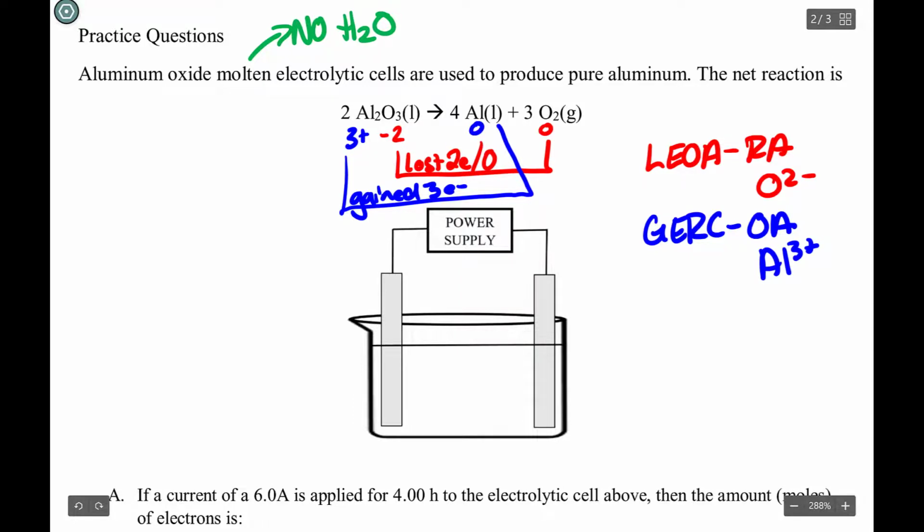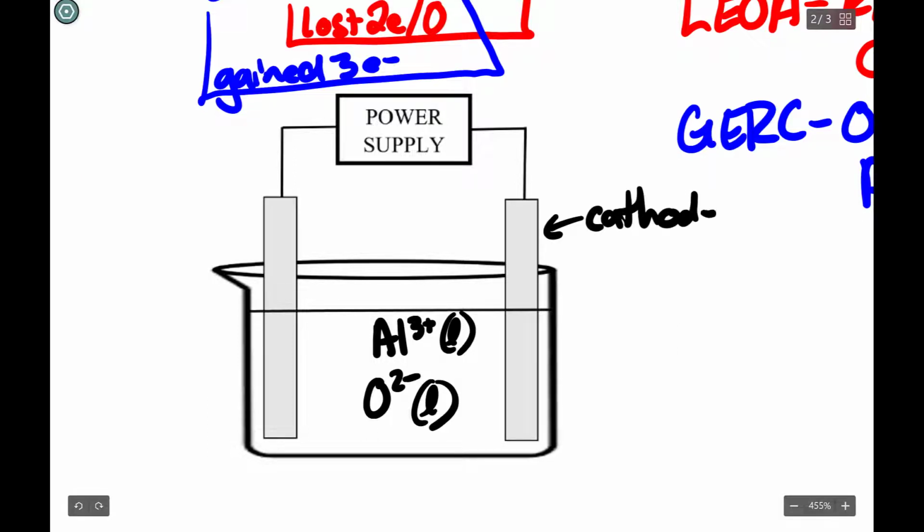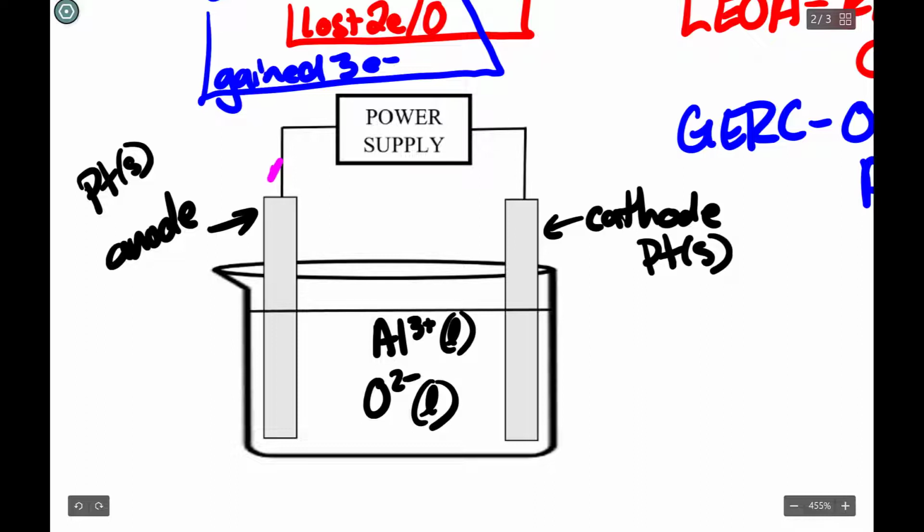So let's put those into our picture of the cell. I've got Al3+ liquid, and I have O2- liquid. I know that seems really weird, but that's what it is. I will call this side the cathode, just because. I'll call this side the anode, just because. We'll say they're made of platinum. They're inert electrodes. And so electrons would flow from anode to cathode through the wire here. The cations would move towards the cathode. The anions would move towards the anode.